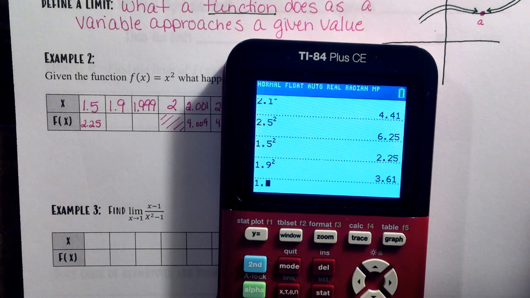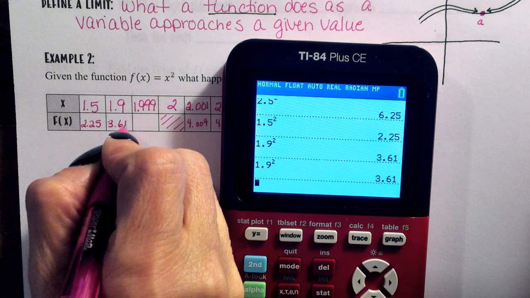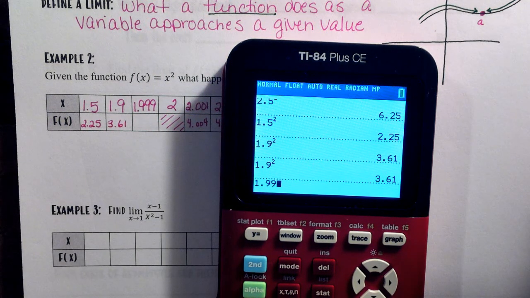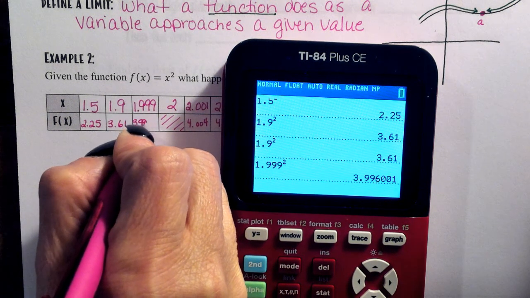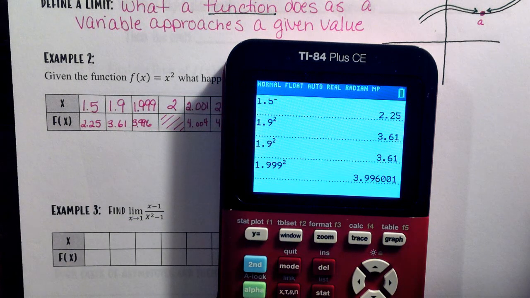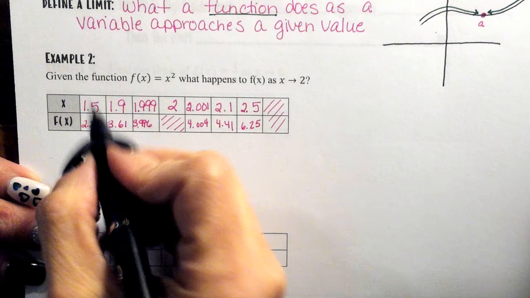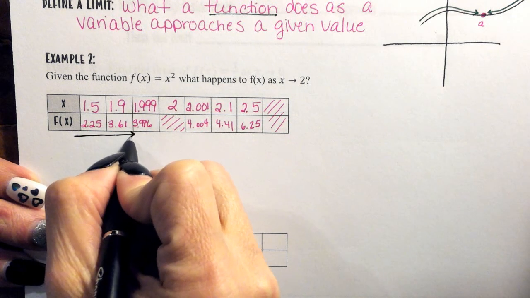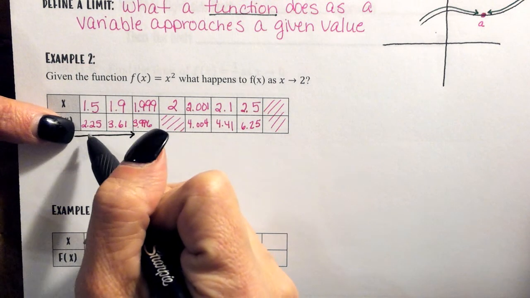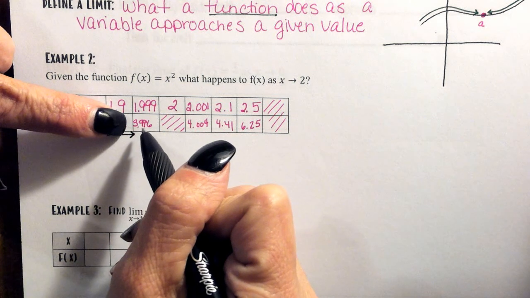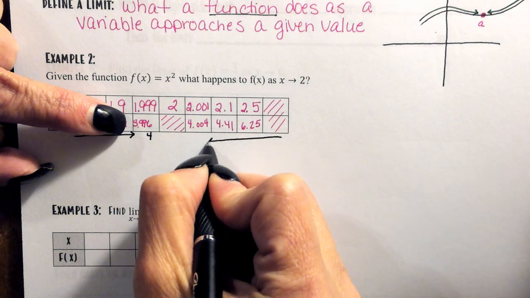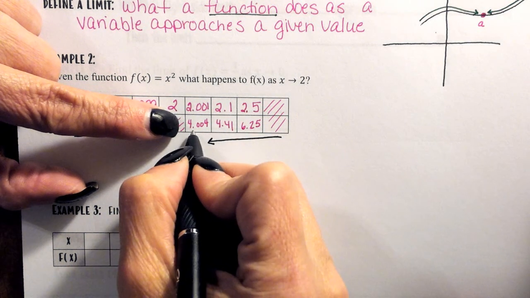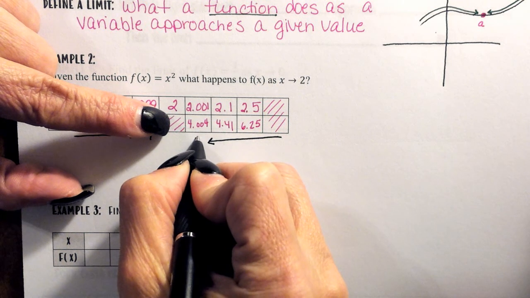Let's do 1.9 and square that. 1.9 squared, did I do that right? I did. Okay, 3.61. And then 1.999 squared is 3.996. Okay, so as I approach this value of 2 from the left, what value is it getting closer and closer to? 2.25, 3.61, 3.996. It's getting really close to 4. As I approach from the right, 6.25, 4.41, 4.004, it's approaching 4.